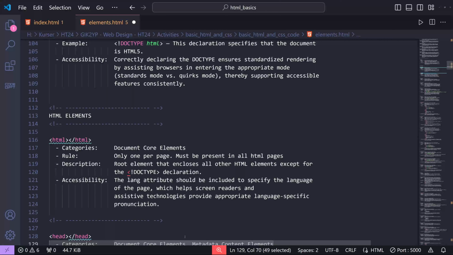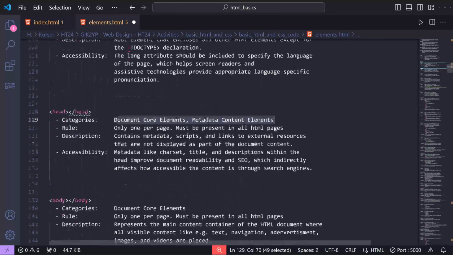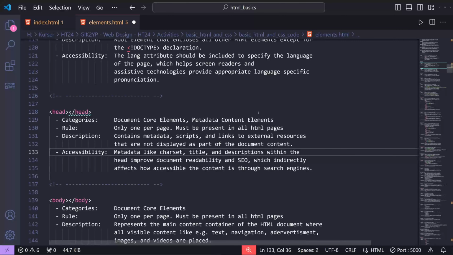If you actually read this text, I know for sure that many of you will get much out of that, because it will help you not fail the submissions you'll do during the course. I've actually given you the answer, or corrected, guided you in this page to make the right decisions when working with HTML. You just have to find it. Please read. Head, document core elements, metadata content elements, and you see the rule, description, accessibility. So please read all of this all the time.